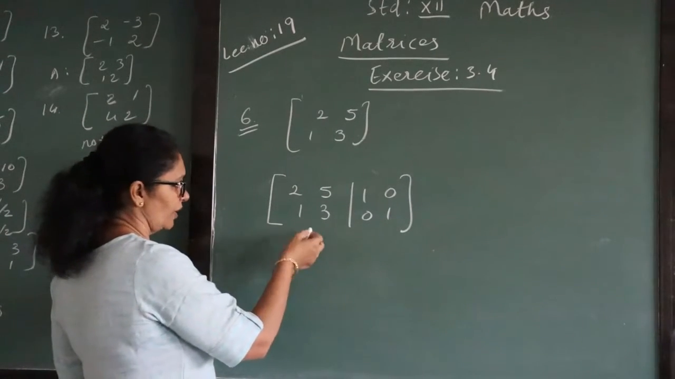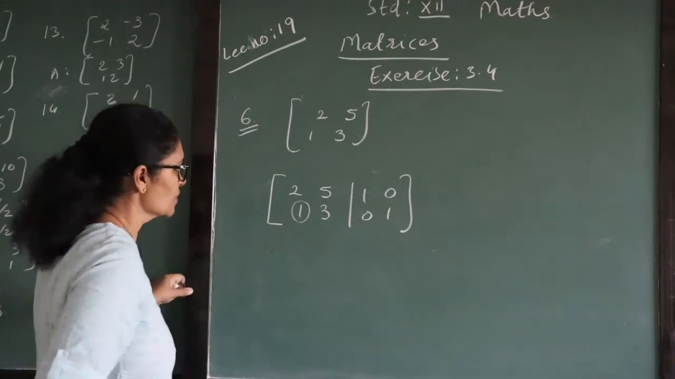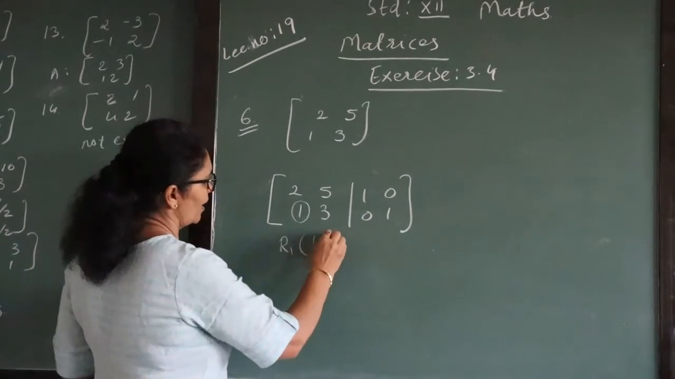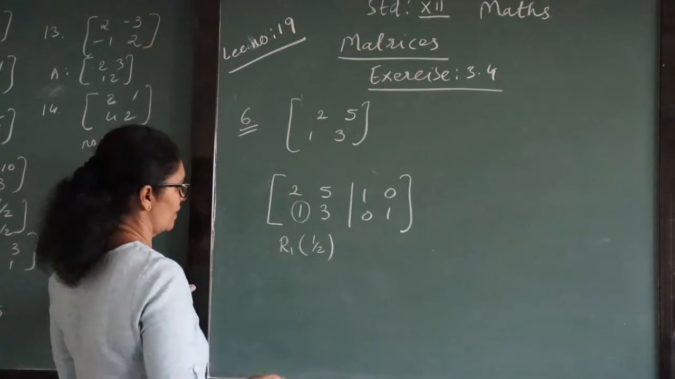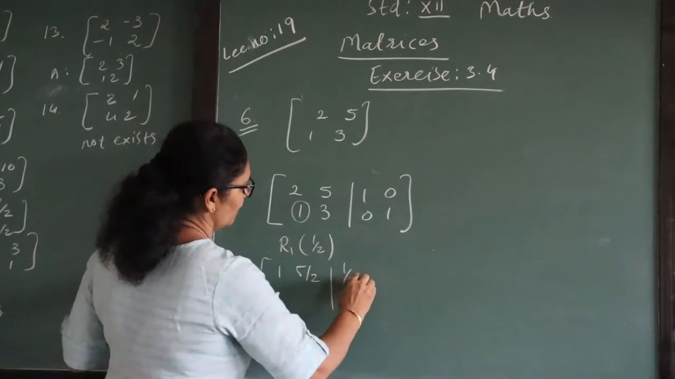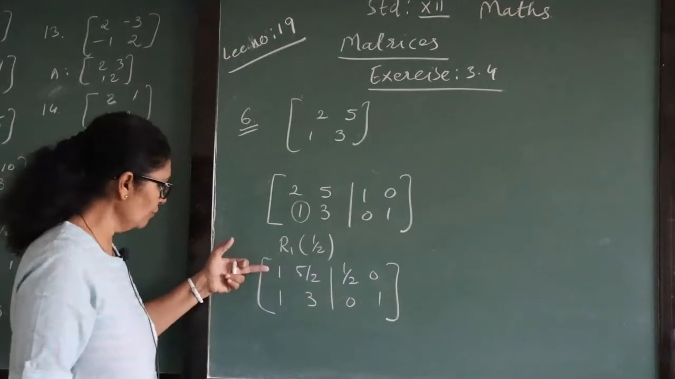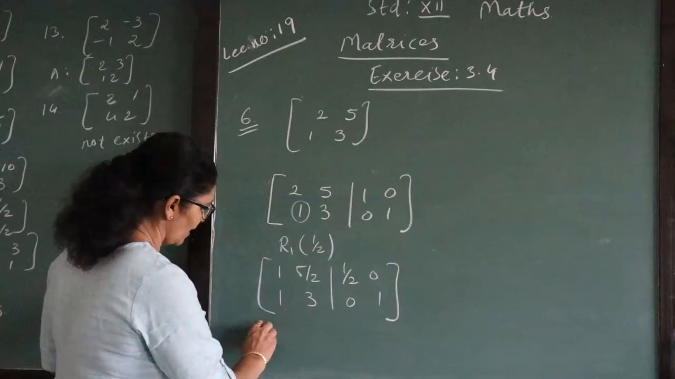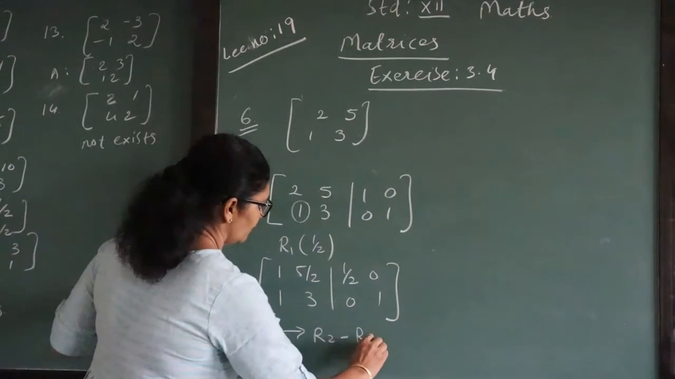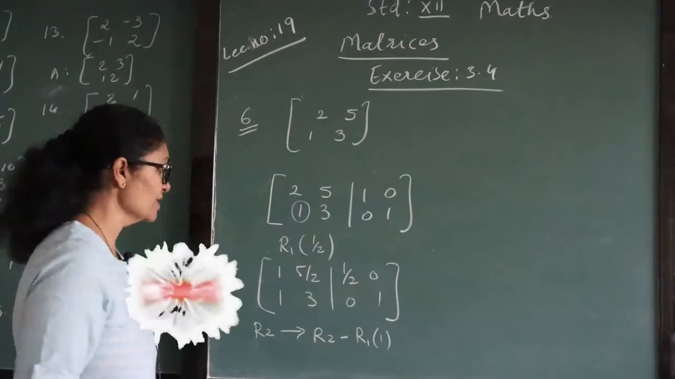Elementary operations. So what is the first thing? We don't want this 1. If we want to remove this 1, then what to do? First we multiply the first row by half, so we make it 1 and then subtract from this. When you divide by 2, the full row will be divided by 2. 0 1. Now what to do? We will subtract. We are changing R2, meaning R1 will be subtracted from it. Either you can say R2 minus R1.